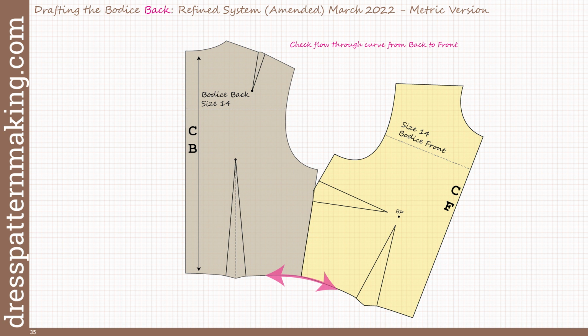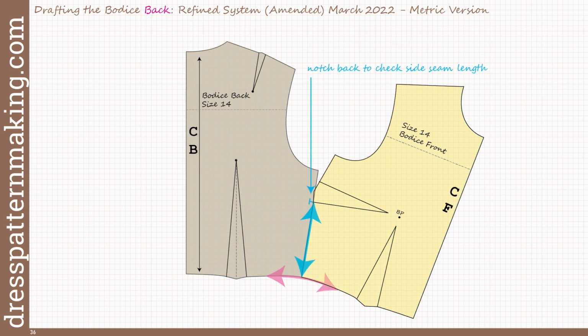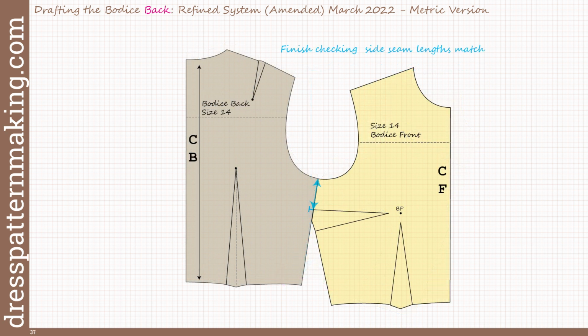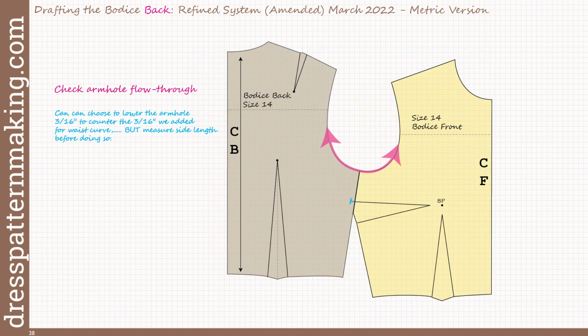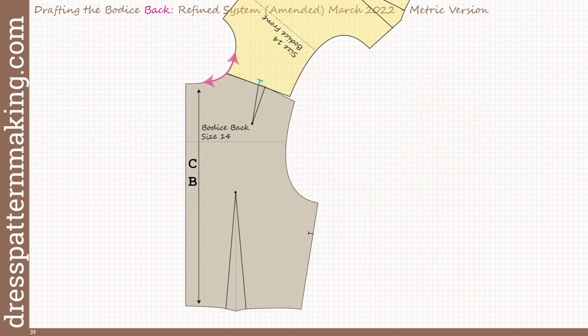So firstly, we'll do the side seam. Put the back and front blocks together at the side seam waist. Check that there's a smooth curve at the waist. Then check the side seam length. Firstly from the waist up to the dart leg, then check that the remainder matches up. Check that there is a smooth curve through the armhole. Then match the front and back at the high neck point to check the neckline curve.